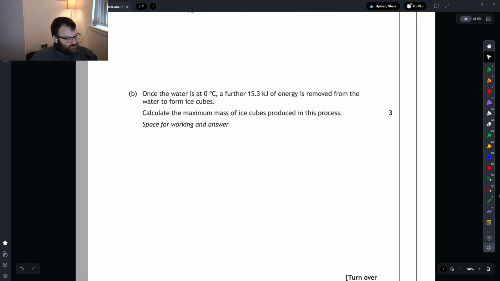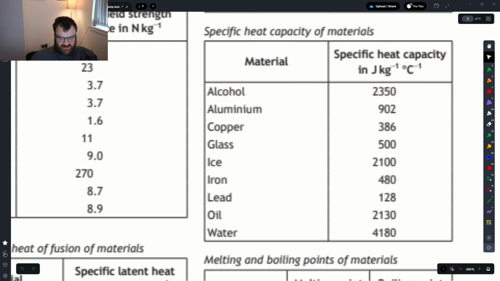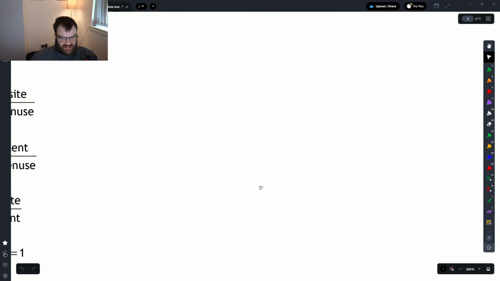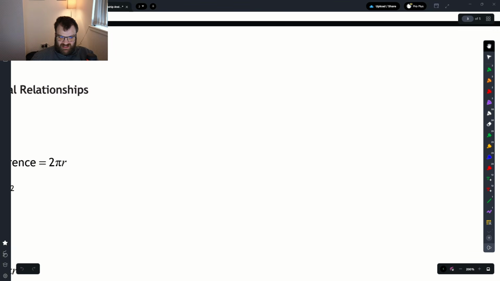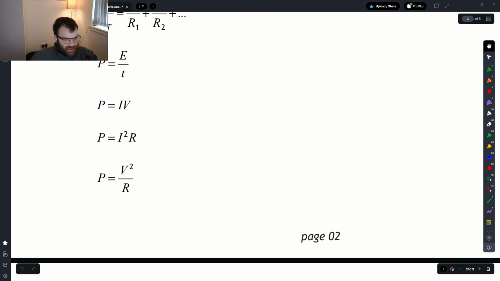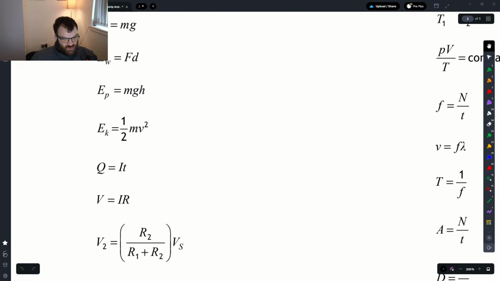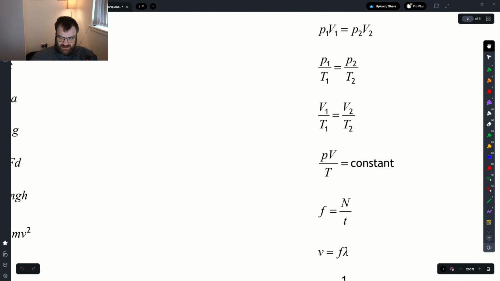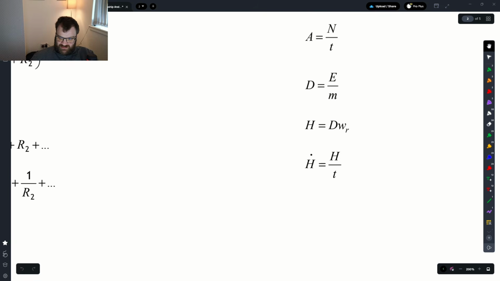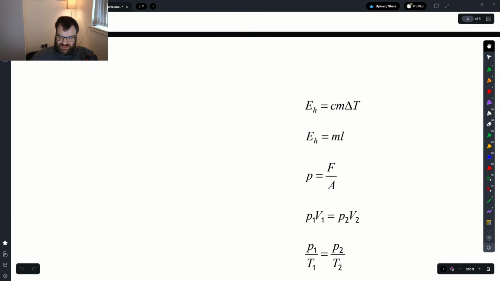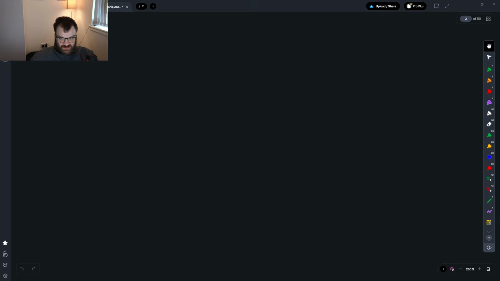This one, once it's at that, there's more energy to make ice cubes, so there's no temperature change here, which would mean instead of E_H equals c m delta T, it would be E_H equals m L, so the latent heat one, which I have totally lost. There we go. So m L. So let's do that then.